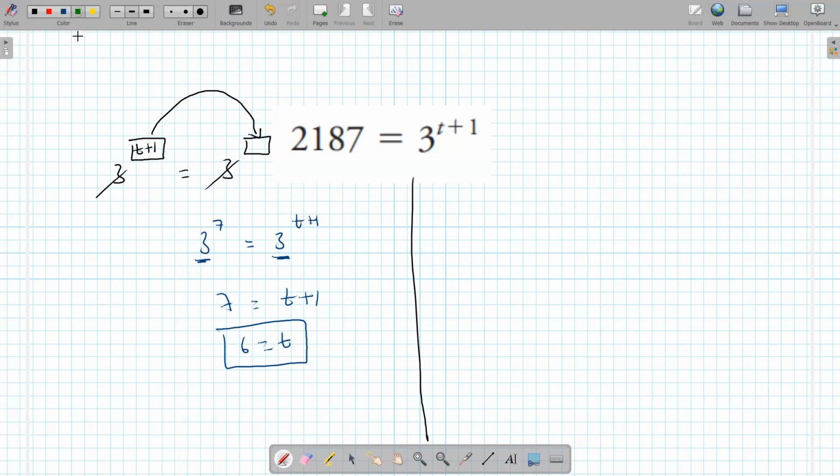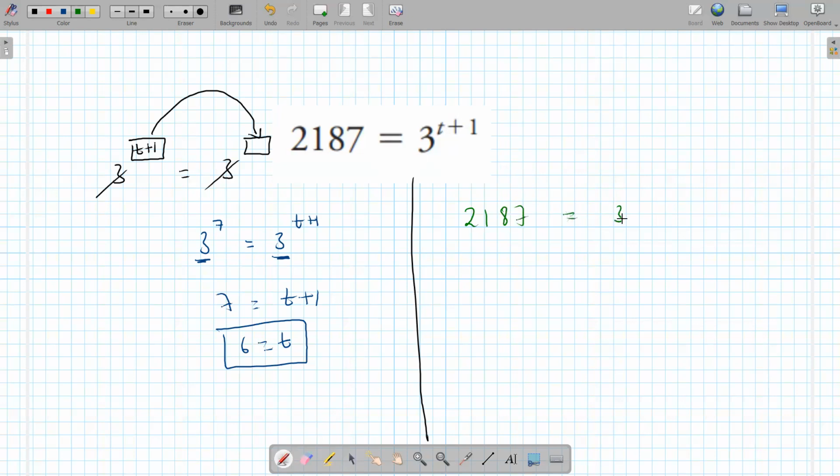The other way is, because this way is not always going to work. Let's say instead of 2187, we had 2186. Now there's no way to write 2186 in terms of 3 to the power of something. So this method is going to fail in that case. So what do you do in that case? This is what you do.